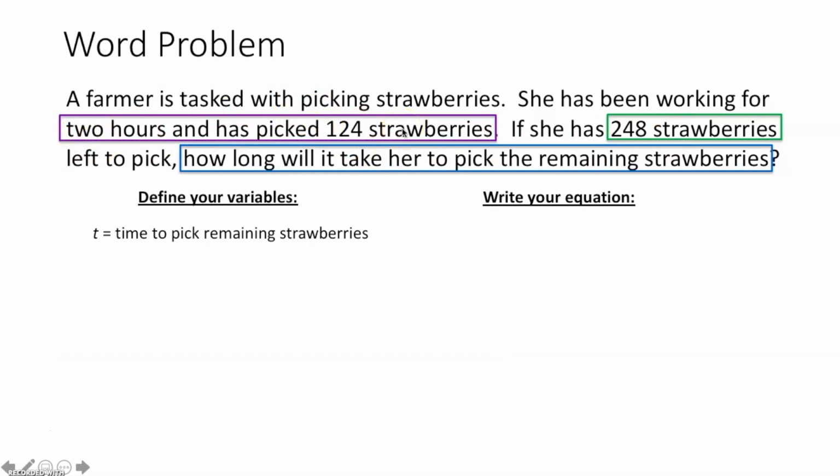So this is kind of looking like a proportion. We could set this up: 2 hours to every 124 strawberries is equal to the time remaining t over 248 strawberries. Sweet. Now I have a proportion that I can solve.